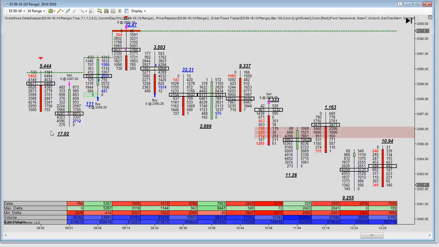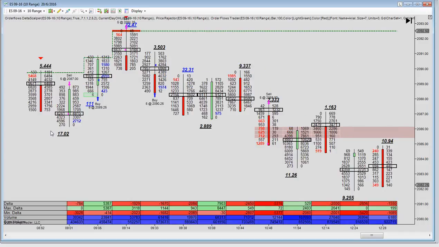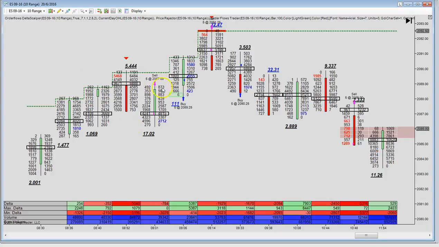Okay, so this last trade that I took was on this 10 range chart, Emini 10 range. So, these were my trades earlier. This was that loss I took. I shorted 87, out at 89 and a quarter. I got short at 91. I covered it at 90 and a quarter.